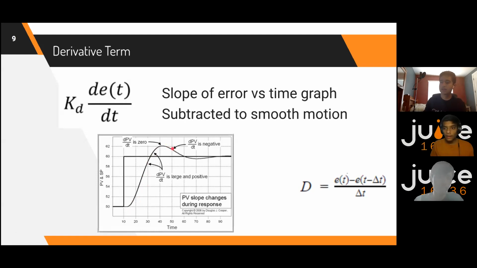Really quickly, while the derivative term is really useful for certain applications, we don't actually recommend using it for FTC because it'll introduce a lot of problems. And so you can just set the KD constant to 0 and it'll be a lot simpler generally.